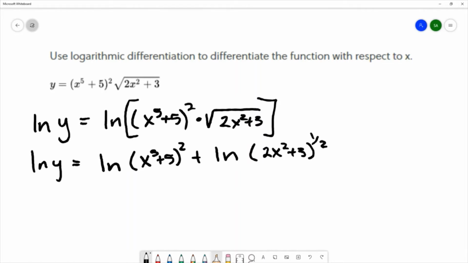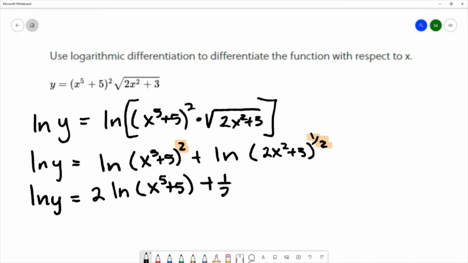And now I'm going to use the power rule for logarithms because we have a power inside the logarithm. And the power rule allows me to bring that power down to become the coefficient. So this is the power rule for logarithms. This is an algebra rule, not a derivative rule. And I did the same thing for the second one. We had a power of 1/2, and I made that the coefficient.